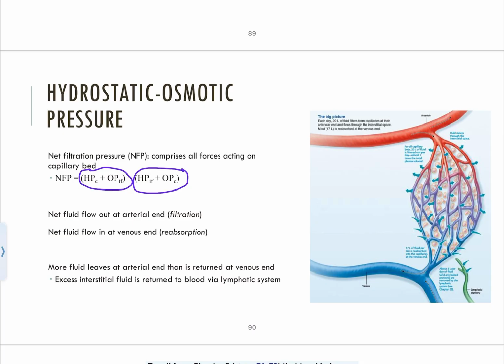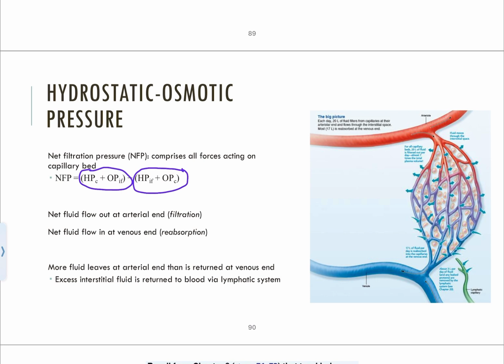So our 2 outward forces are our hydrostatic pressure of our capillaries and the oncotic pressure of our interstitial fluid, which is not very high. So the predominant outward force is going to be the hydrostatic pressure of our capillaries, the fluid pushing against the capillary wall, wanting to go out into the interstitial space. Our 2 pulling inward forces are our hydrostatic pressure of our interstitial fluid trying to push fluid back in, not very high. But the greatest pull in force is actually going to come from the proteins that are left behind in our capillary, so the oncotic pressure.